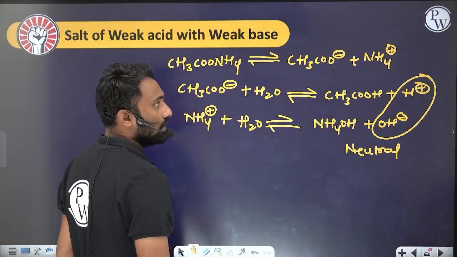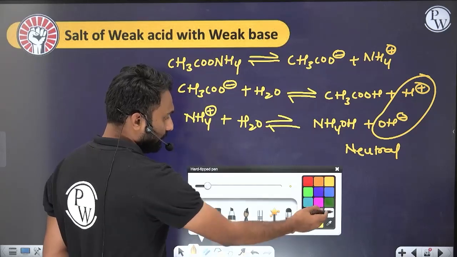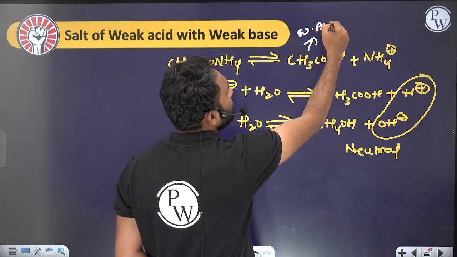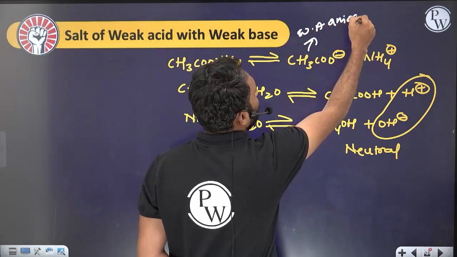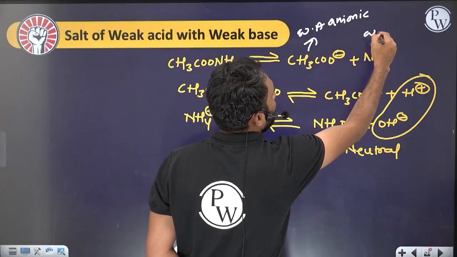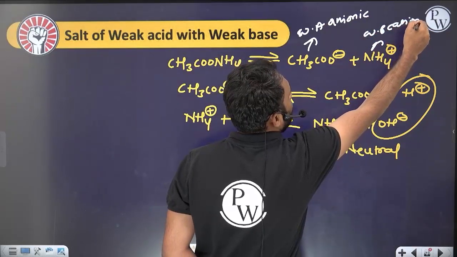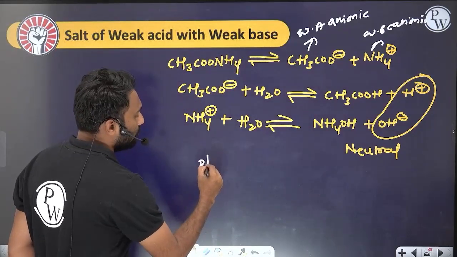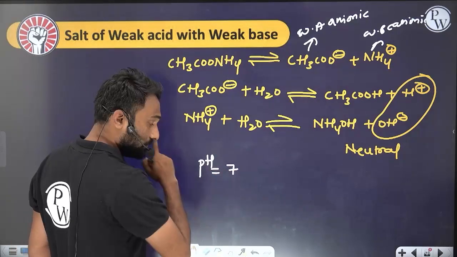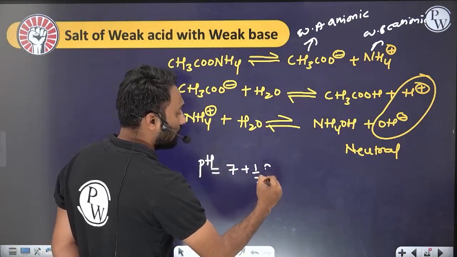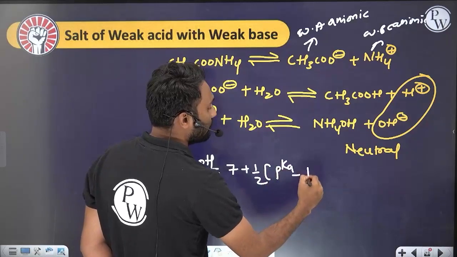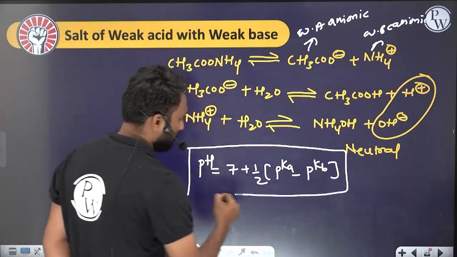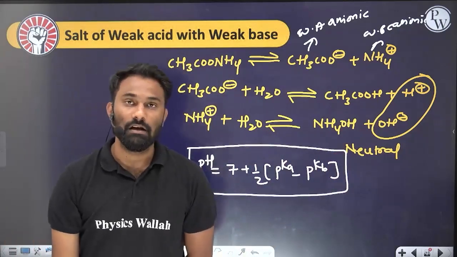Because H2O is neutral. Here, look, the acetate ion is the anionic part of a weak acid. Now this is the cationic part of a weak base. Now the pH for this will be pH equal to 7 plus half pKa minus pKb. This is the formula for the salt of a weak acid plus a weak base.